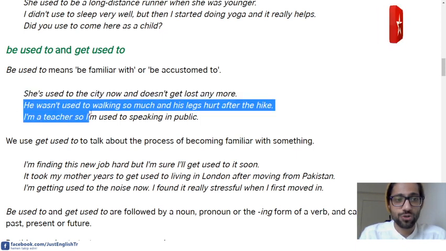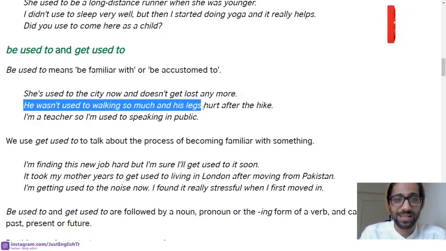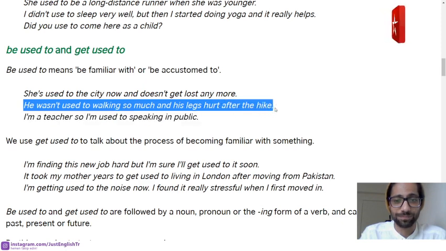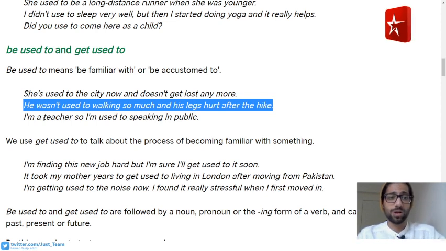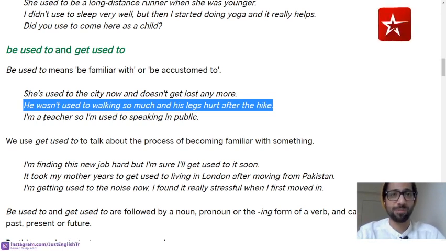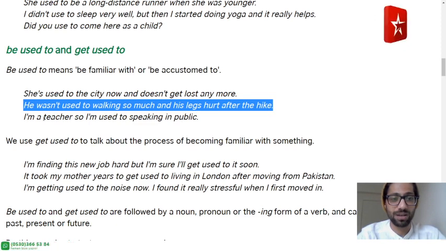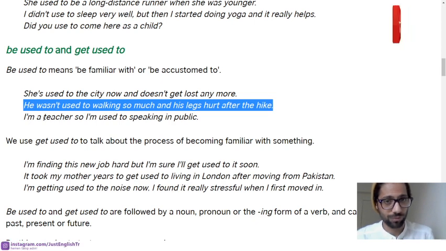He wasn't used to walking so much and his legs hurt after the hike. Here, wasn't used to walking means he is not used to it, or he didn't try that before. So he wasn't used to walking so much and his legs hurt after the hike, which means here he did something that he's not used to doing.